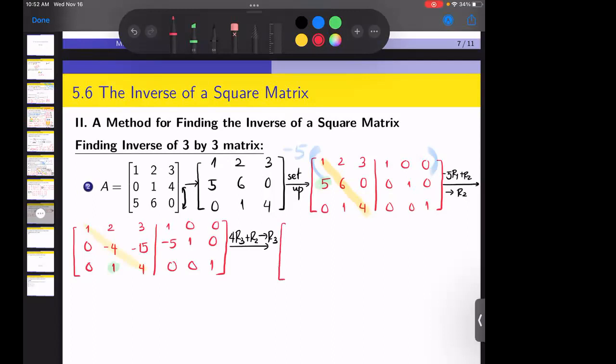So the first 2 rows stay the same. I'm going to rewrite them. 1, 2, 3, and then 1, 0, 0, 0, -4, -15, -5, 1, 0. Like I said, I do not like fractions. If I can find a way to work around it, I would. I multiply the third row by 4, so quadruple the third row, and then I combine the two together. Then I get the new row 3. Just like the elimination method, right? It is the elimination method. So 0, 0.